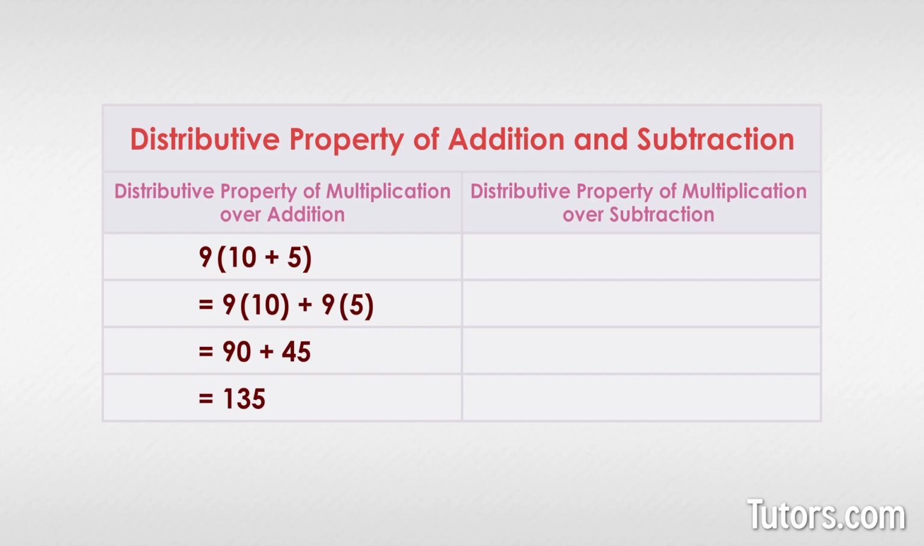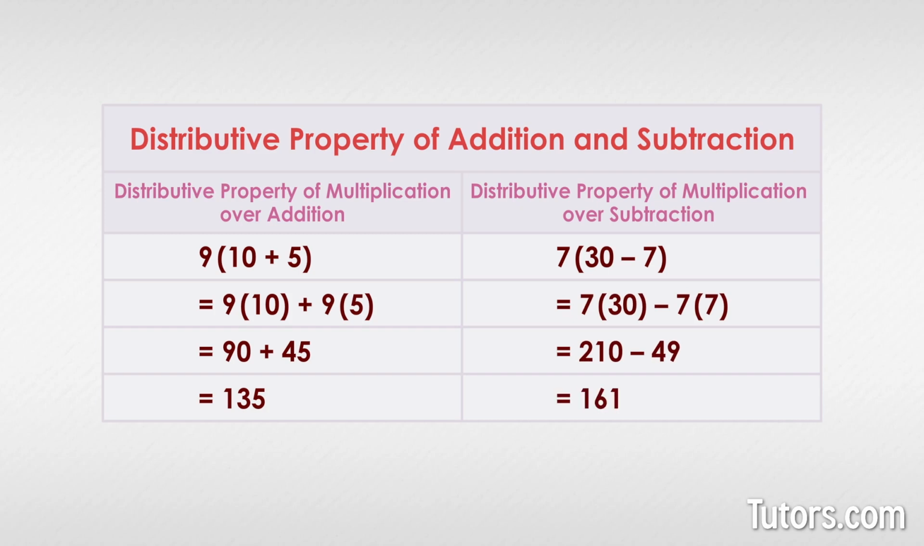For the subtraction side, we have 7 times (30 minus 7). This becomes 7 times 30 minus 7 times 7. This works out to be 161.